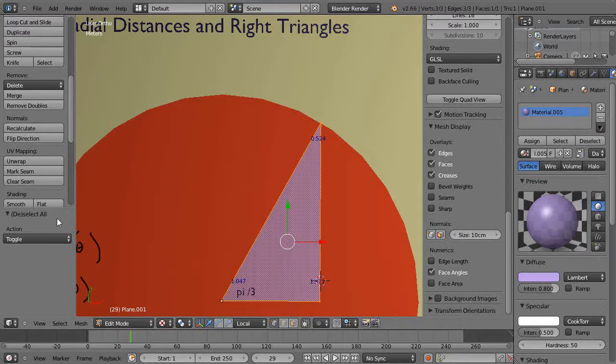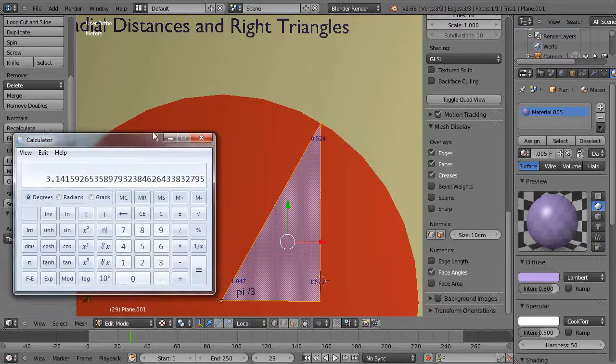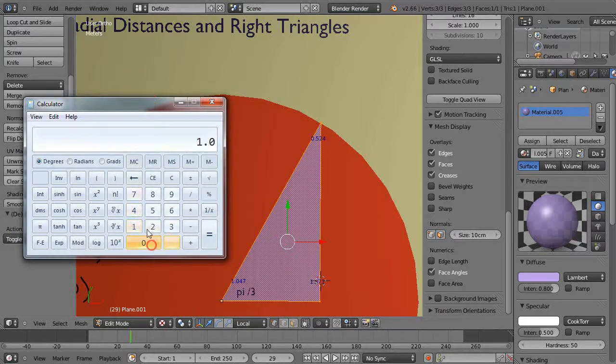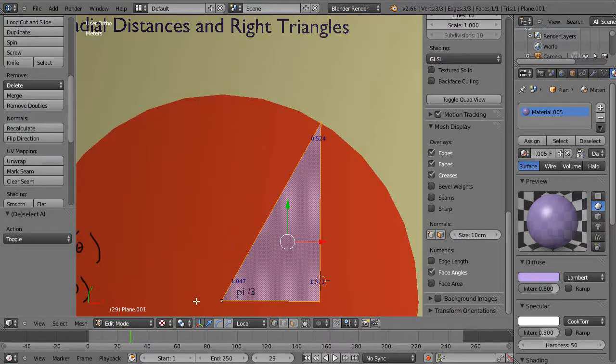So I should have 1.047 plus 1.571 radians equals 2.618, and then plus 0.524, and look at that, 3.14. So the interior angles equal pi, or the same as 180 degrees, just what you would expect for the interior angles of this triangle.